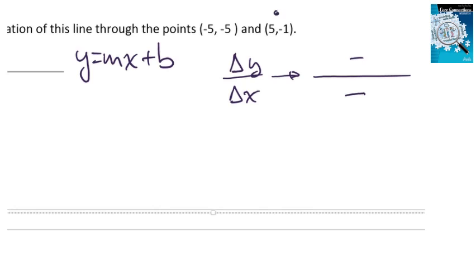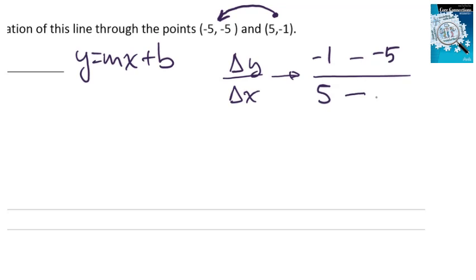Now for each point, I'm going to start at the second point and go to the first, and I'm going to do that for both x and y. So I'm going to start with the -1, that's the y at the second point, minus a -5. So I've got -1 minus -5. And then following this same order, I've got a 5 minus a -5 for my x values. Remember, guys, it's x, y, and it's x, y.